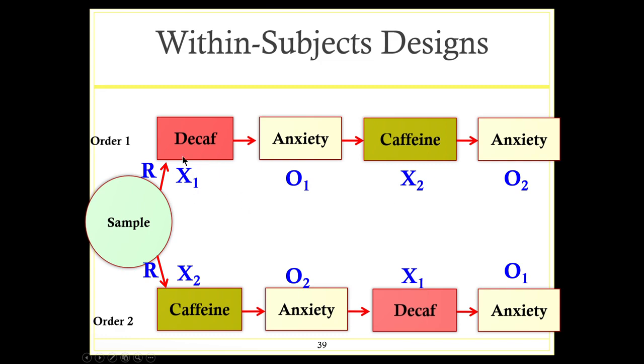Next, we don't have a pretest here, so this is a post-test only design where the anxiety is measured only after participants receive their treatment. So you give participants decaf coffee, measure anxiety, and then give them a caffeine drink, and then measure their anxiety again. So order 2 will be reversed, with the regular caffeine drink first and the decaf drink second. So this essentially can control for the order as well as the carryover effect.